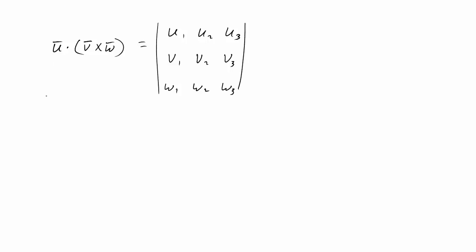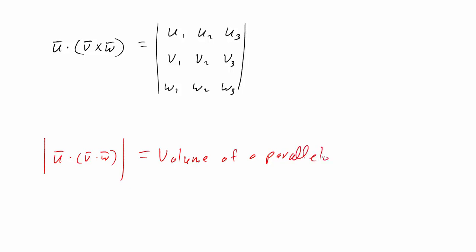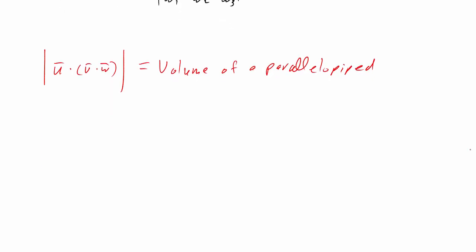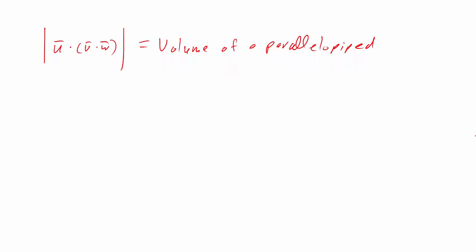Now, if we take this a step further and we were actually to find the absolute value of the triple scalar product, then we can use this to find the volume of a parallelepiped. And basically what that is, we're looking at a cube, or it could be a cube where the sides are slanted. They don't have to necessarily form right angles.